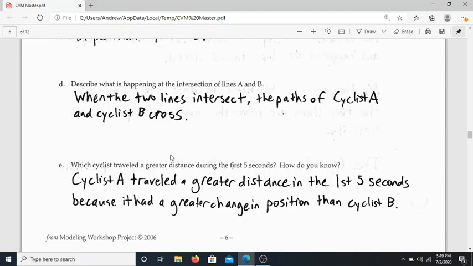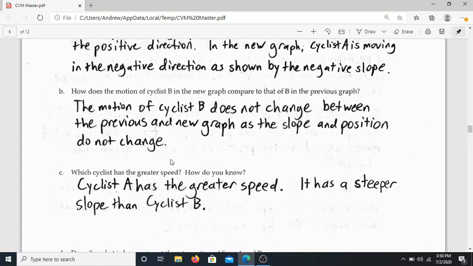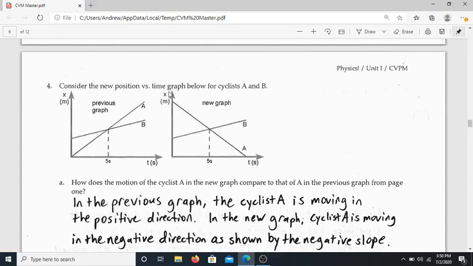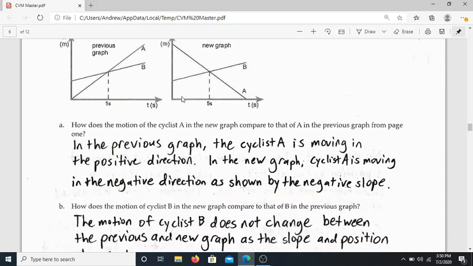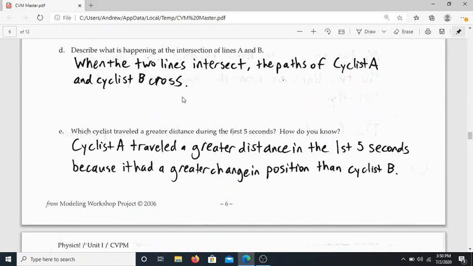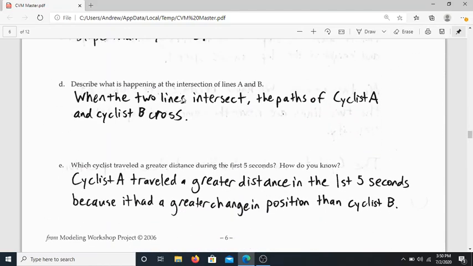All right? Now, this one I have to think a little bit more, but I'm confident in y'all, you know what you're doing. Which cyclist has traveled a greater distance during the first 5 seconds, and how do you know? Now, distance is basically, remember, how far something travels. It's how far it's gone in general. And I think I just used distance to define distance, so that's really very useful. But basically, it's just how far it travels.